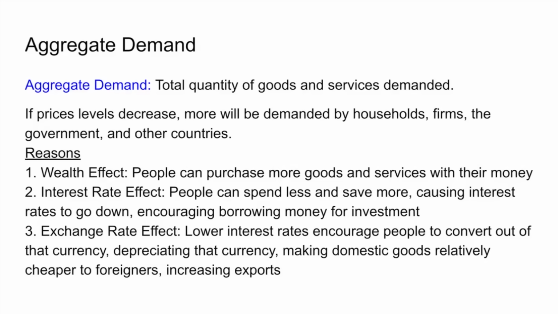And the exchange rate effect. So lower interest rates encourage people to convert out of that currency, depreciating that currency or causing it to become less valuable, making domestic goods relatively cheaper to foreigners, increasing exports. You'll understand this better once we get into Unit 6.